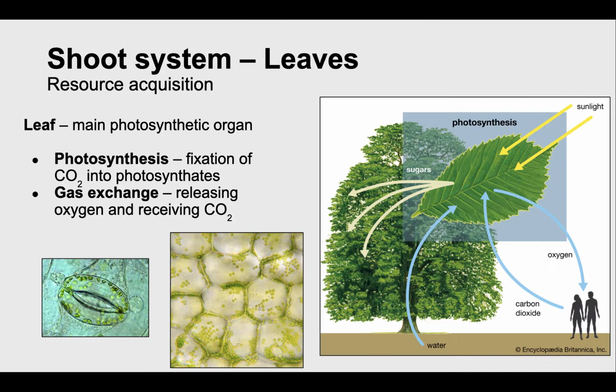Now, leaves also play a very important role with gas exchange, and that kind of goes hand in hand with photosynthesis. As part of photosynthesis, we're also going to produce oxygen. The leaves have openings on them called stomata where the oxygen can be released and where they can take in the CO2 that they need for photosynthesis. So leaves, huge role, photosynthesis, gas exchange.